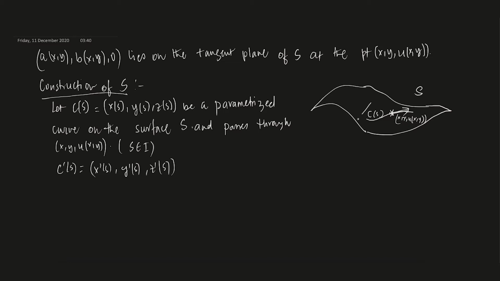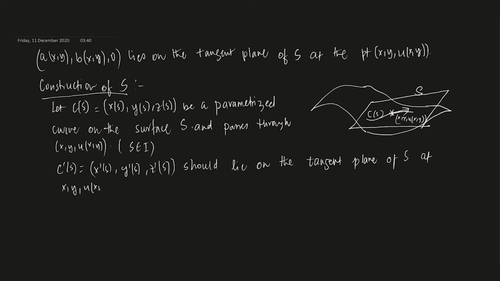So let's say this is your tangent plane at that point. This vector, C prime of S, should lie on the tangent plane of S at the point x, y, u of x, y. This should lie there. Now, you see, the choice of C of S.